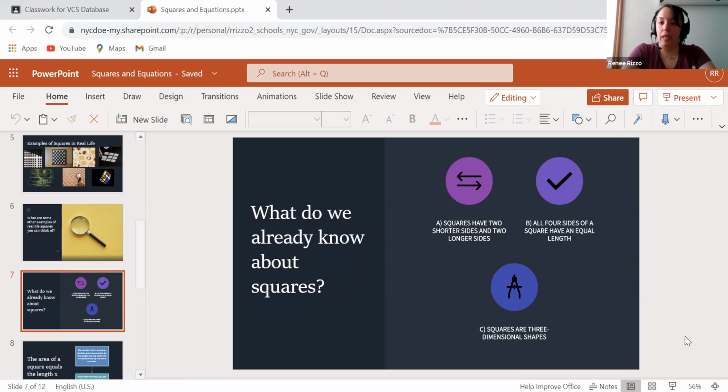B, all four sides of a square have an equal length. That sounds right, but let's explore option C. C, squares are three-dimensional shapes. Squares are actually two-dimensional shapes. There's a three-dimensional shape that looks like a square because it has squares on its faces, but we call that a cube. So our best answer here is B. All four sides of a square have an equal length.